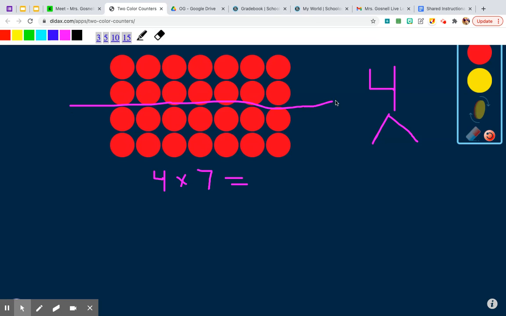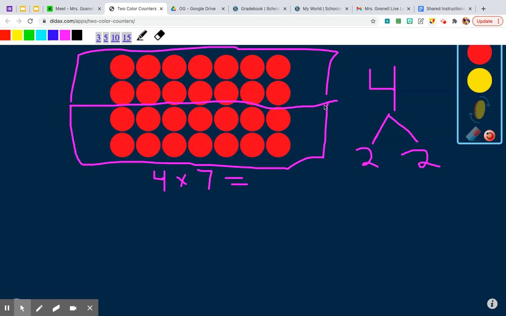If I split my rows in half, I know my 2 facts. So by doing that, I'm pretty much just taking that 4, cutting it in half, and getting 2 and 2. 2 plus 2 is 4. All right, it's time to make my new, simpler arrays here with my parentheses.